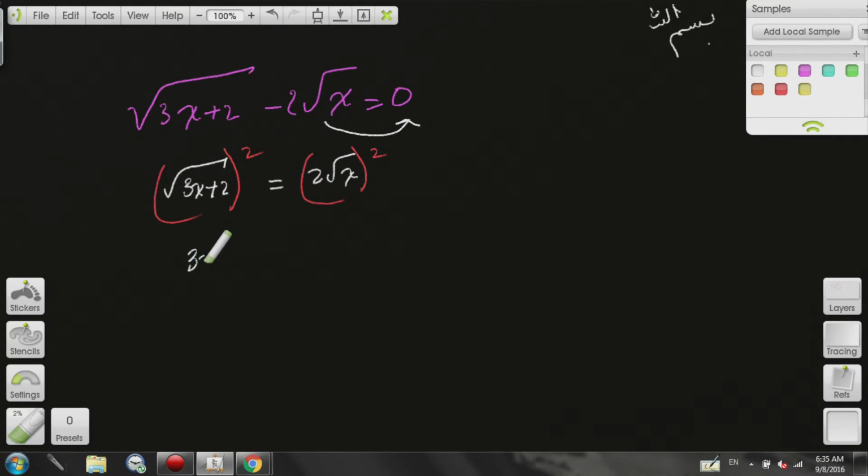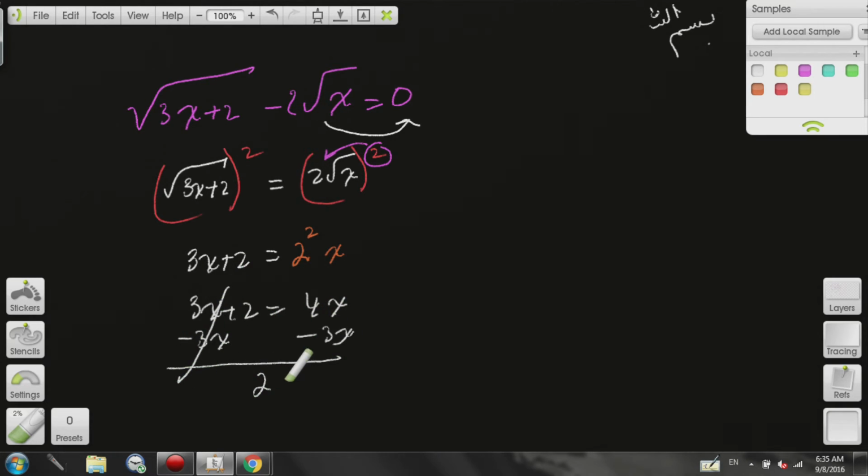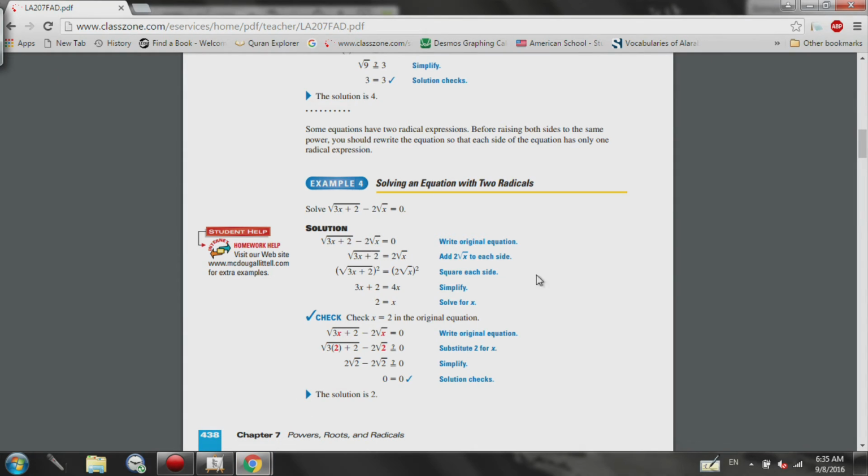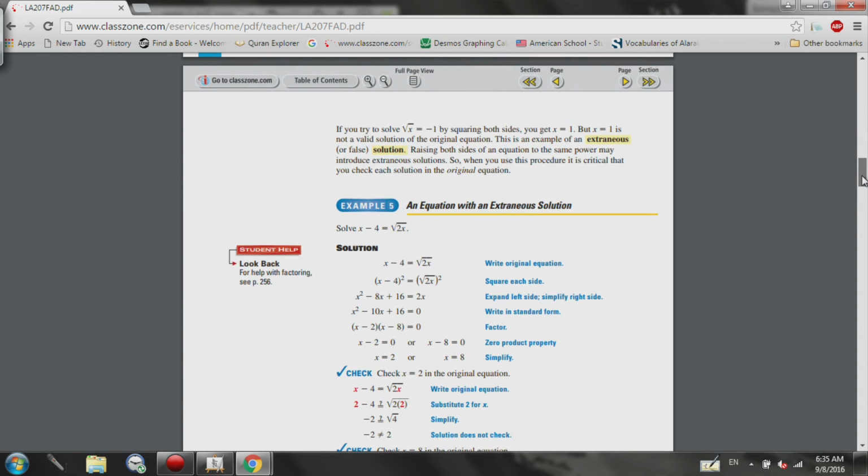Then you get 3x plus 2 equals, now when you square this you have to be very careful because then you have to kind of distribute that, okay? So then you get 2 squared, and square root of x squared is just x. That's 3x plus 2 equals 4x. Subtract 3x from both sides like this, and you get 2 equals x. That was not too bad, like that. Okay? So, well, that's what they got. So they checked it too. They checked it for us, so that's kudos to them.